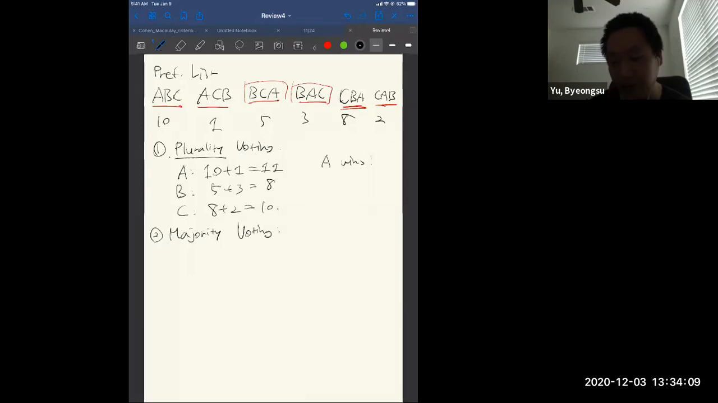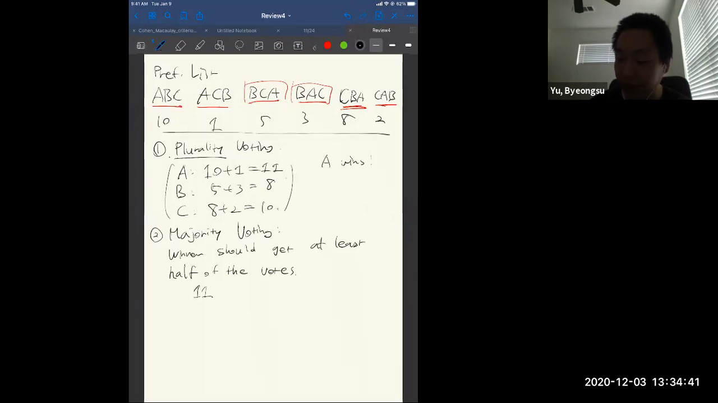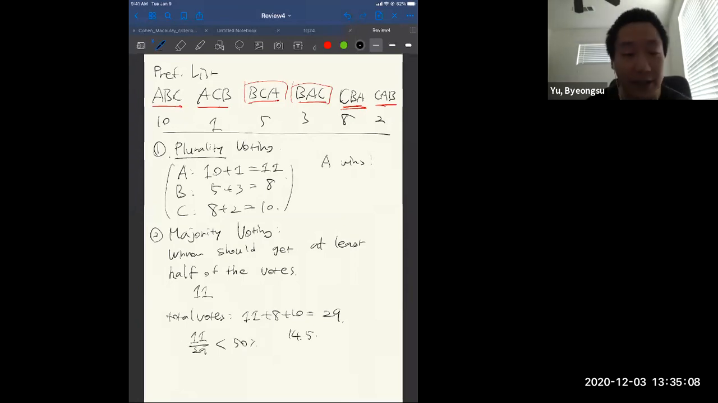And next one is about majority rule, or majority voting. In the case of majority voting, everything is the same as plurality voting, right? But majority voting means that the winner should get more than half of the votes. In this case, A got 11 votes, but the total votes is 11 plus 8 plus 10, which is 29. 11 over 29 is definitely less than 50%, because 50% of 29 is 14.5, and 11 is less than 14.5. So in the case of majority voting, there are no winners.